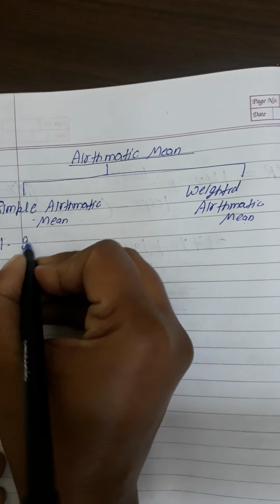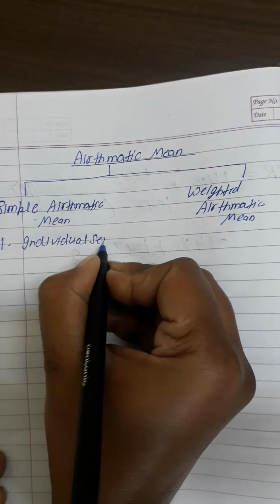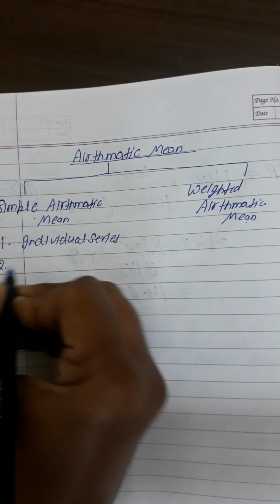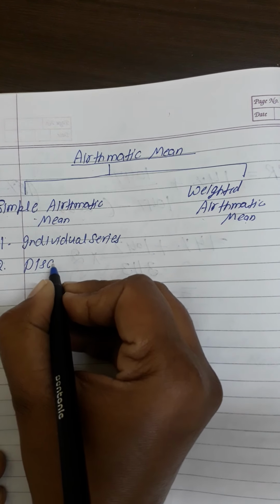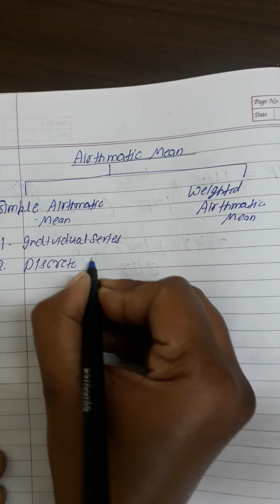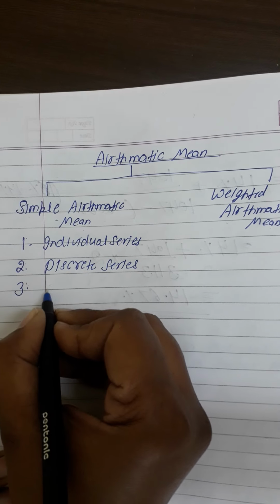First is individual series, second is discrete series, and third is continuous series.